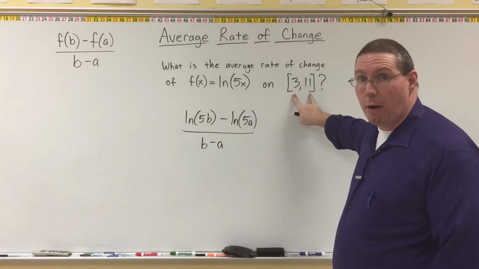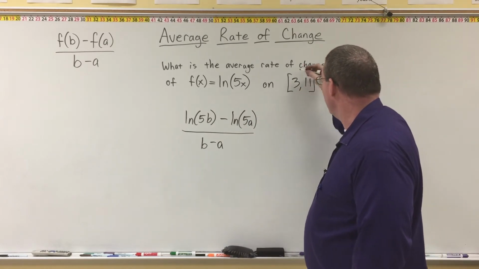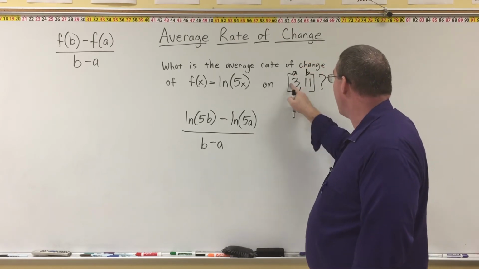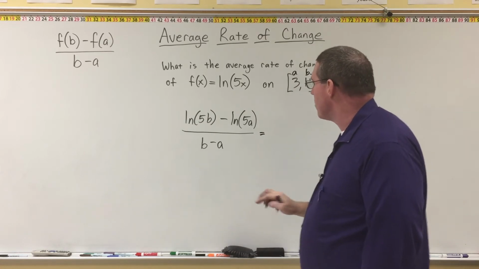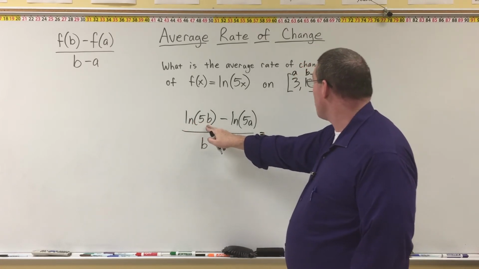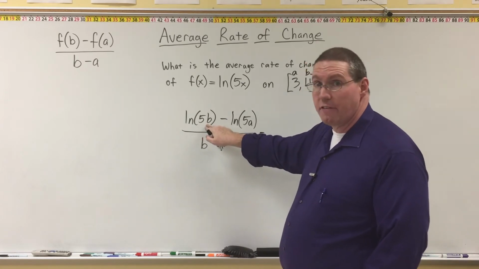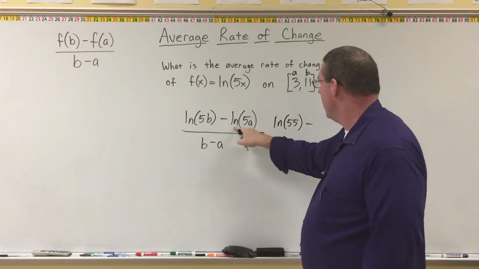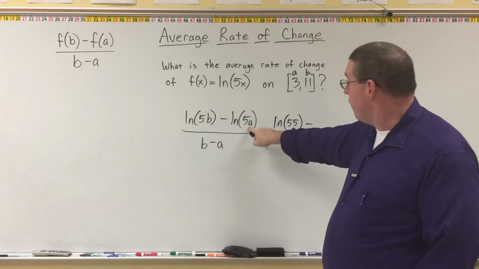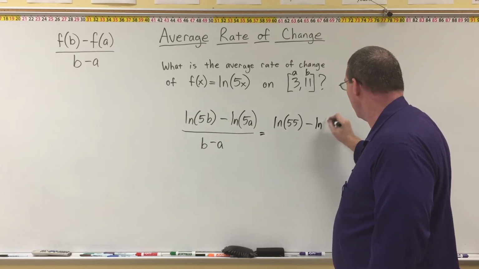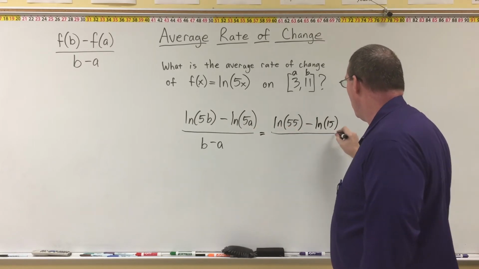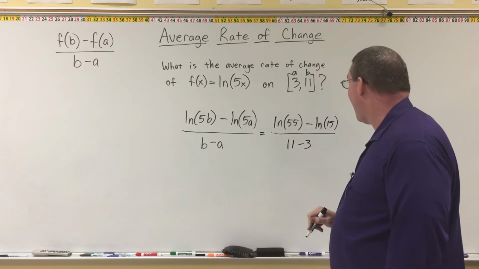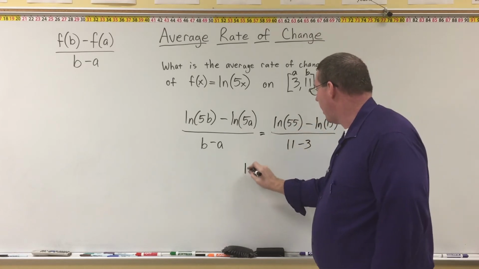B and a come from our interval, from 3 up to 11. So a is always the starting value and b is always the ending number. So a is 3, b is 11. So what we now have is the natural log of 5 times whatever b is, which is 11, and 5 times 11 is 55. So it's the natural log of 55 minus 5 times a, which is 3, 5 times 3 is 15, so minus the natural log of 15 over b, which is 11, minus a, which is 3.